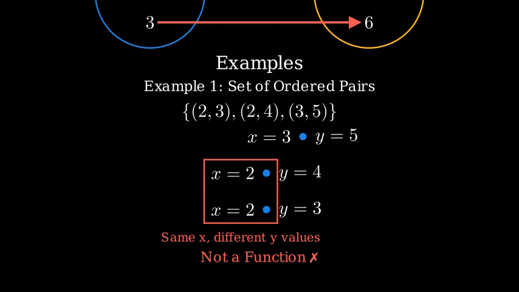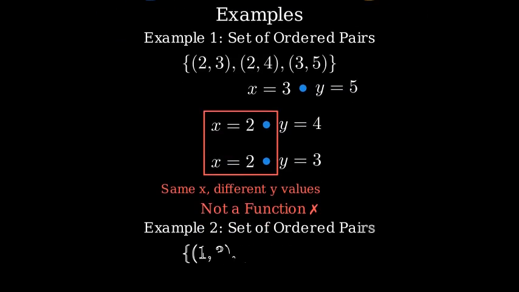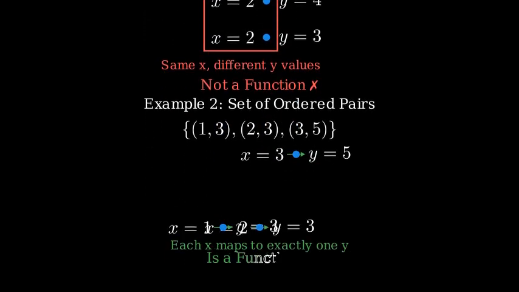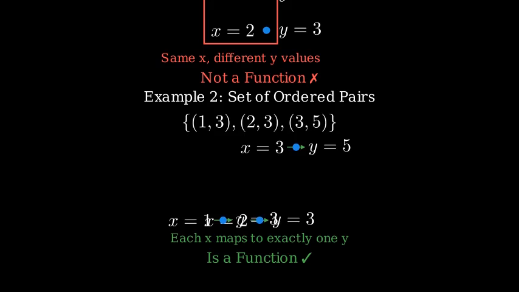Let's look at another example. We have the ordered pairs (1, 3), (2, 3), and (3, 5). Is this a function? Yes, it is. Each x value in the domain, 1, 2, and 3, maps to exactly one y value. The x values are all different, so we don't have the same problem as in the first example.